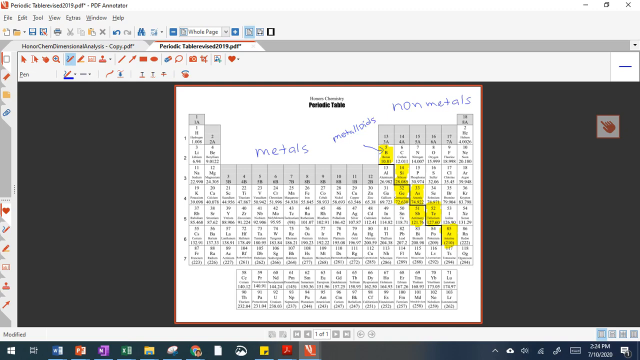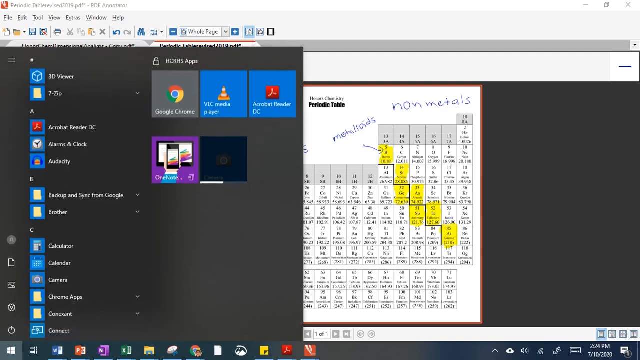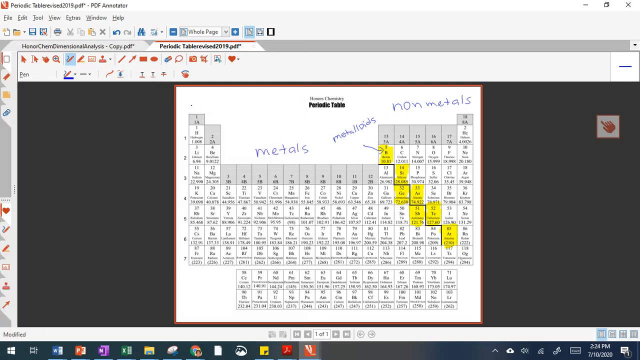Okay, so I also want to put down the common charges. So the first group on the periodic table is +1. Hydrogen, though, is going to be plus or -1. The second group on your periodic table is +2. The 13th group is +3. The 14th group is plus or -4. Group 15 is -3. Group 16 is -2. 17 is -1. And group 18 is 0. These are talking about the common ions of these particular elements.